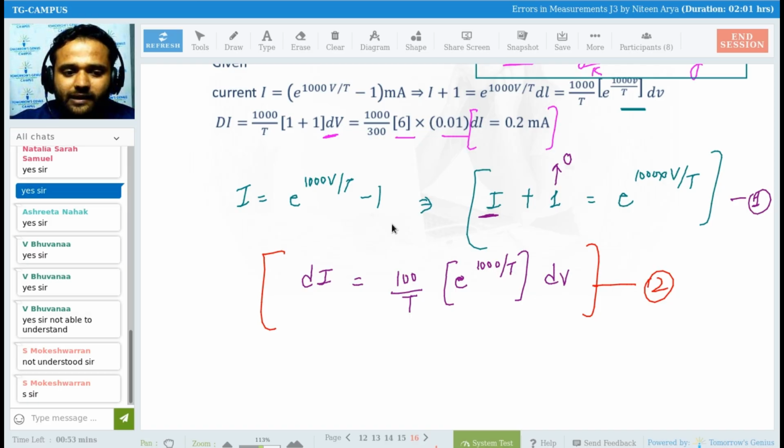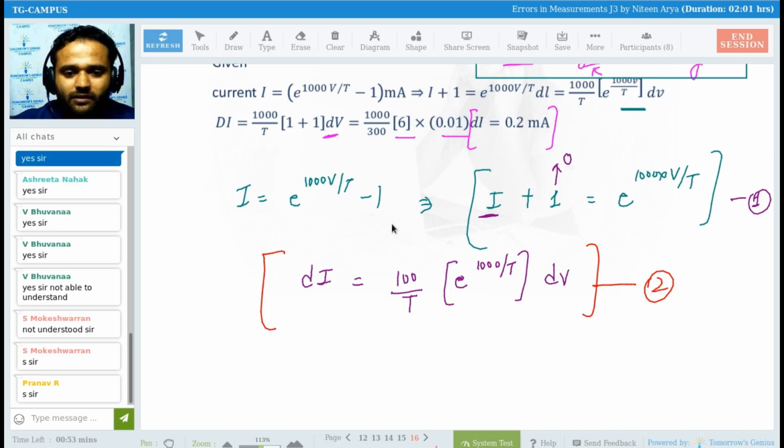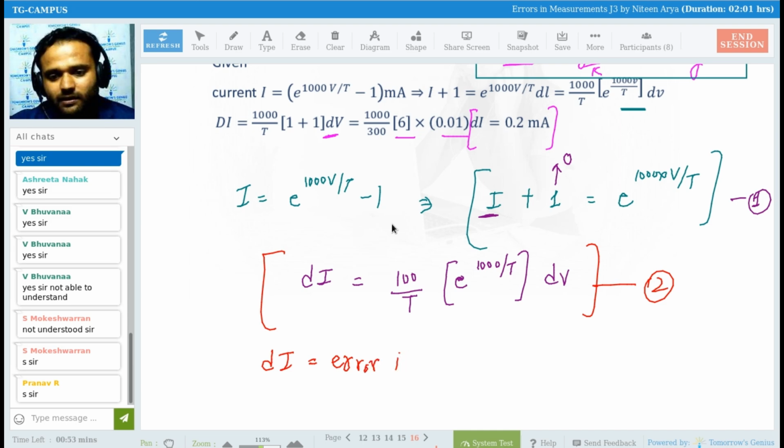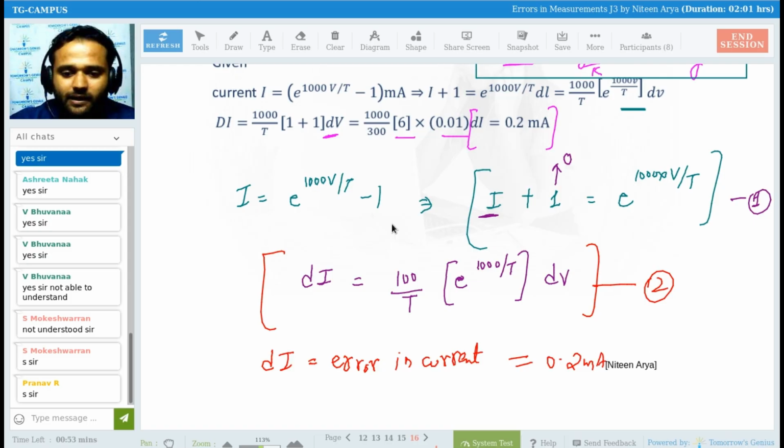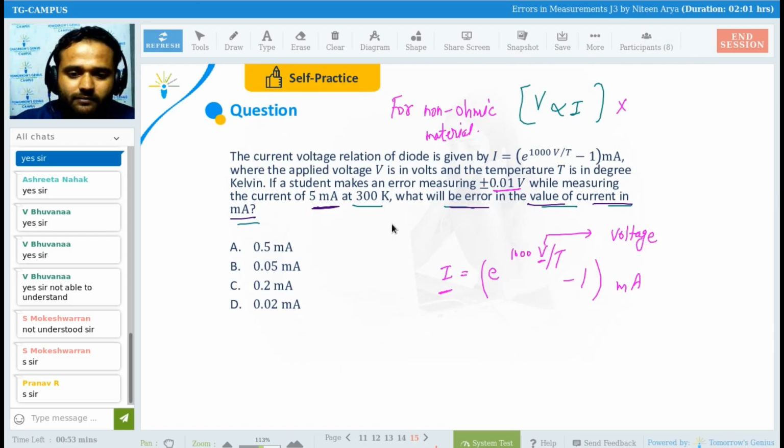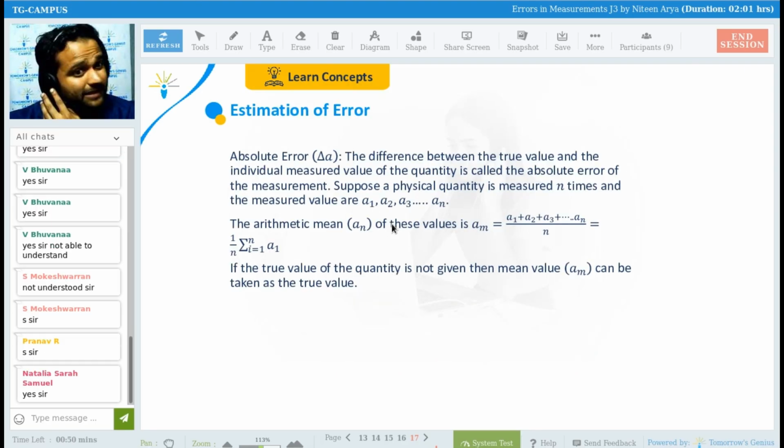Just putting the values here, you can get the answer, and the answer is dI, the change in or you can say error in current, is nothing but 0.2 milliampere. And which option is that? So the exact answer is C. Clear? Okay, moving ahead, because in the coming slides, most of the time an example or a question is going to be there.